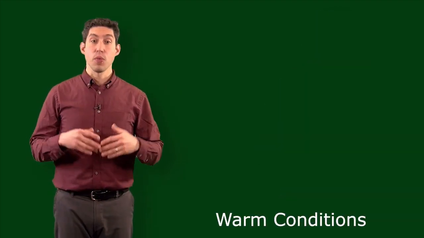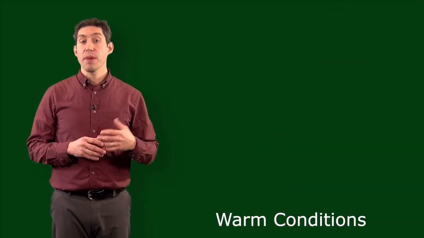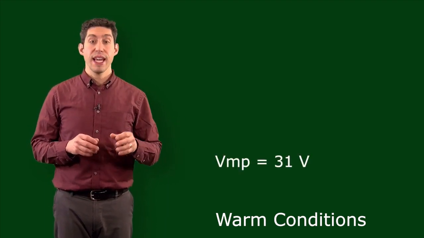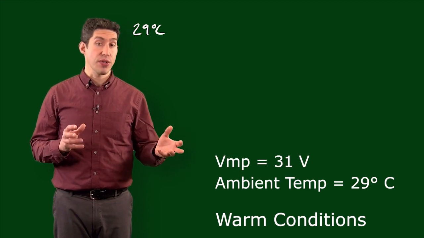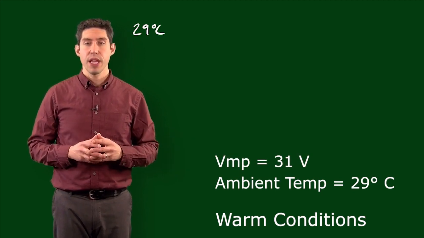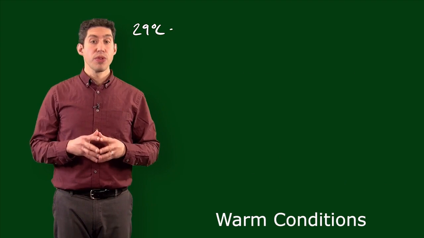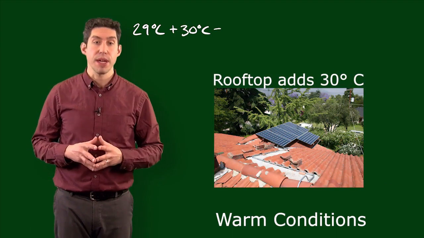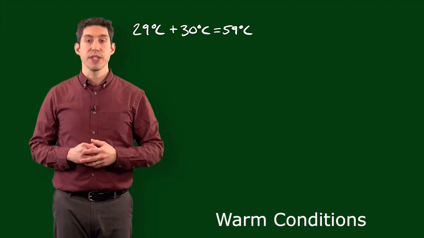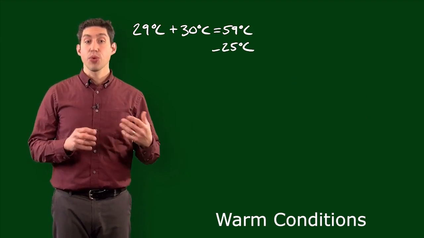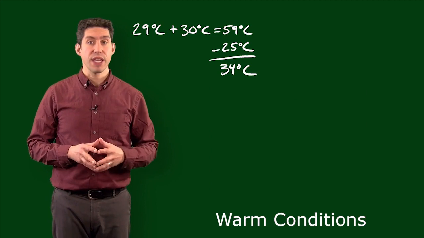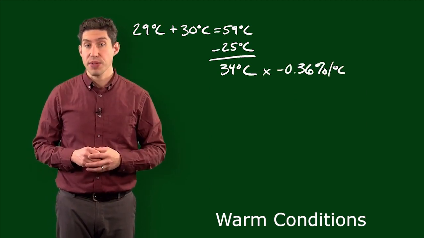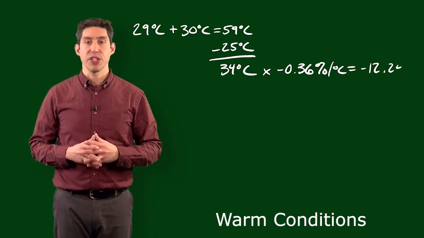Applying the same methods for warm temperature conditions, we have a module which has a maximum power voltage of 31 volts and an ambient temperature of 29 degrees Celsius outside. As we discussed before, the rooftop temperature is considered to be 30 degrees Celsius above the ambient temperature, which gives us 59 degrees Celsius. We subtract 25 degrees Celsius from 59 degrees Celsius and then multiply that value by negative 0.36% to give a negative percentage.